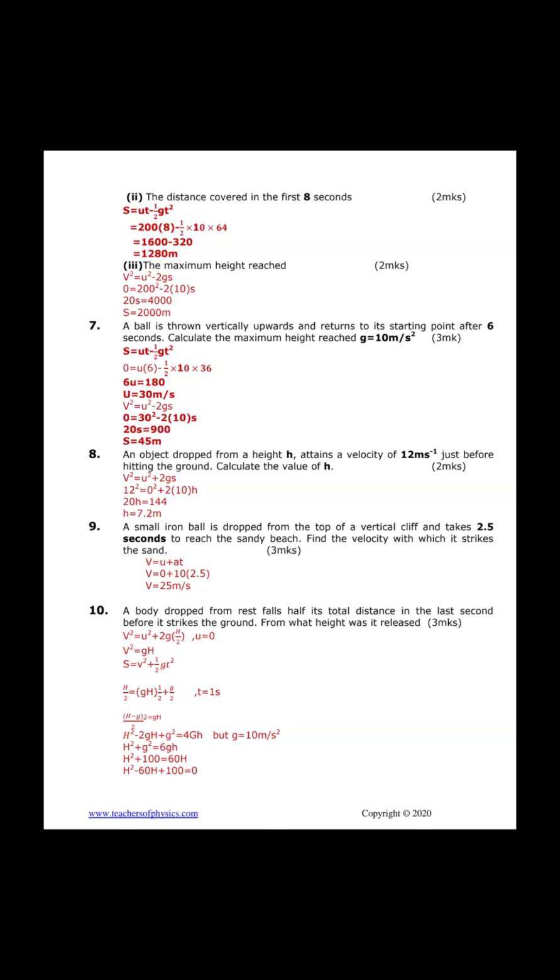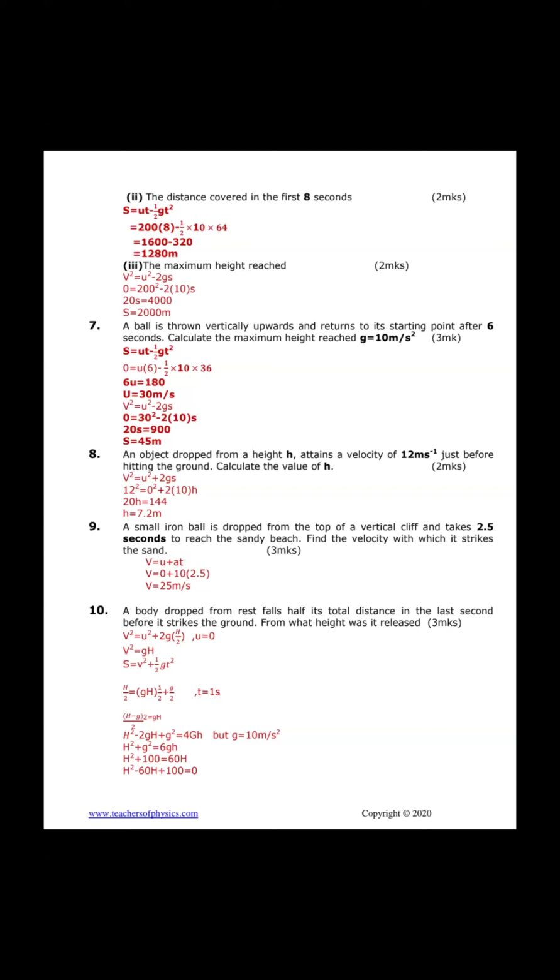So in free fall, the body is falling downwards, and if it is falling downwards, it is under the influence of gravity, meaning acceleration for free fall will be equal to the gravity. So in short, for free fall, A, which is acceleration, is equal to plus G, because both are moving downwards.